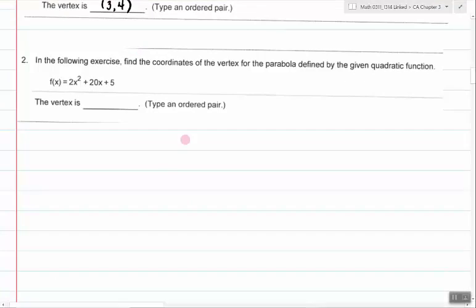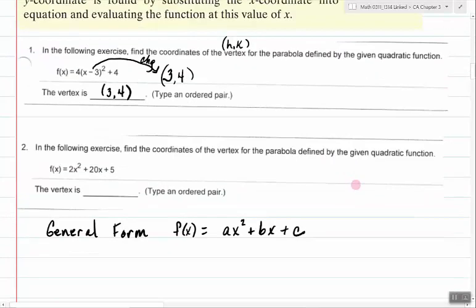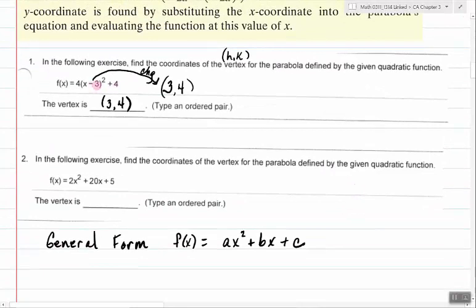There are two ways you can do it. If you wanted to and you were pretty savvy, you could actually complete the square on this. That is not the most popular method. The most popular method is to use formulas. So if you have the general form of a quadratic equation, which is f of x is equal to ax squared plus bx plus c, and you don't see h and k like you do here.